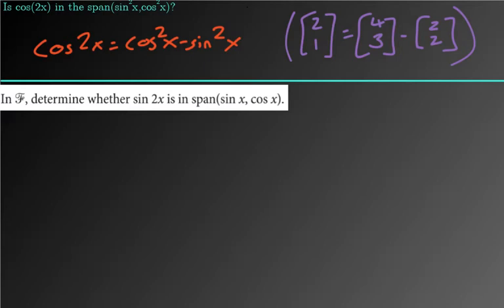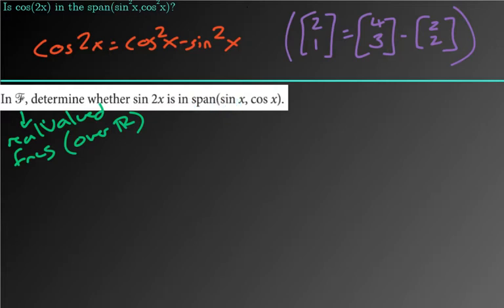So this would be in the abstract vector space of what they call script F, which is really just the set of all real valued functions. And so we're thinking over R. So basically plug in real numbers here. That's how we're thinking of this.